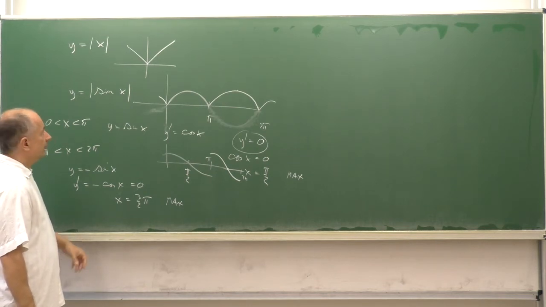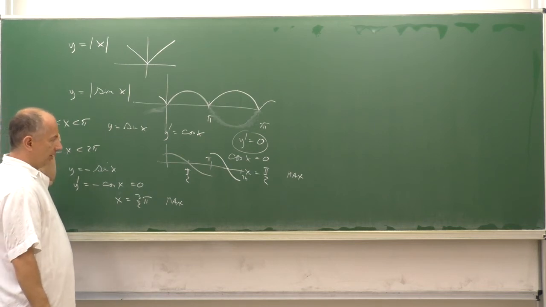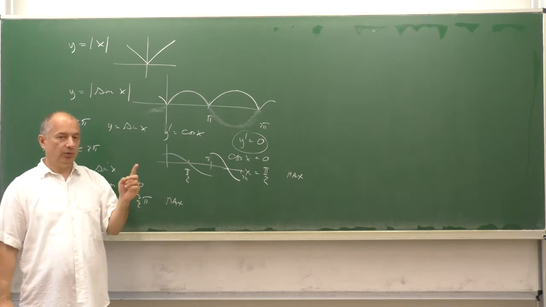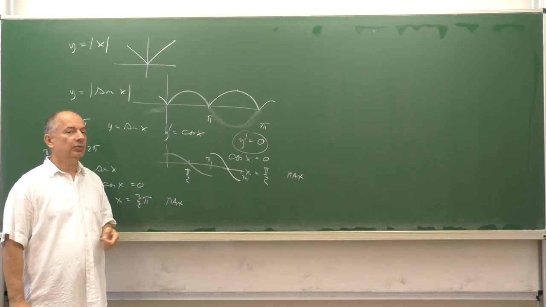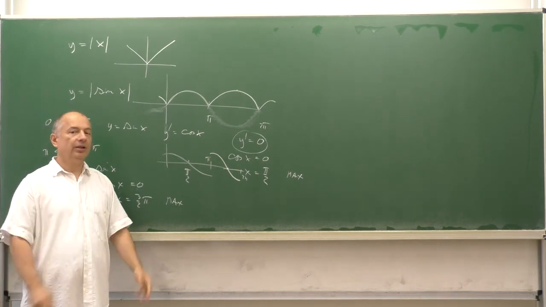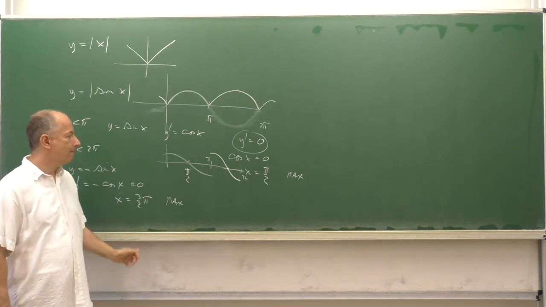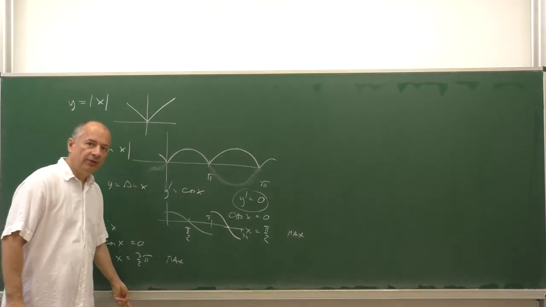So when there are points where the derivative does not exist, we must consider these points also as possible candidates, possible danger points for an extremum to occur. And then the situation at the end of the domain of definition.